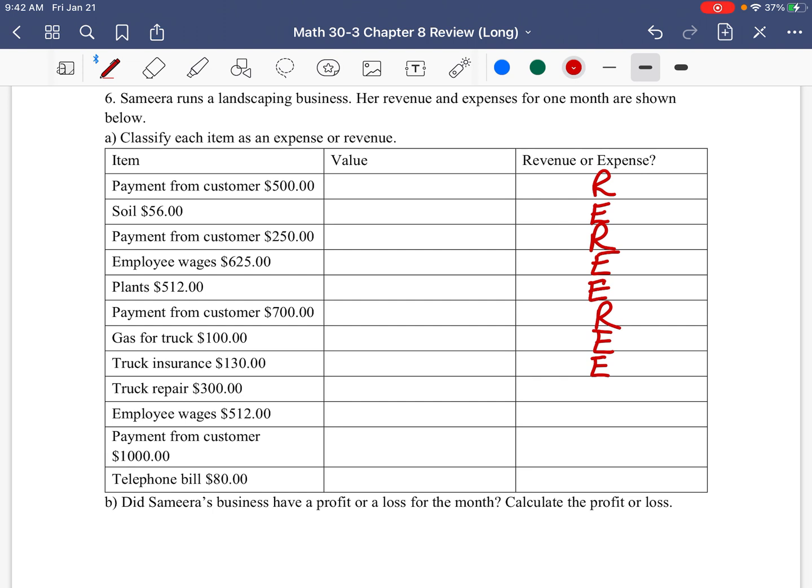Gas for truck, expense. Truck insurance is an expense. Truck repair is an expense. Employee wages is an expense. You'll notice with all the businesses, you've got lots of expenses and not enough revenue. Payment from customers is a revenue. Telephone bill is an expense.